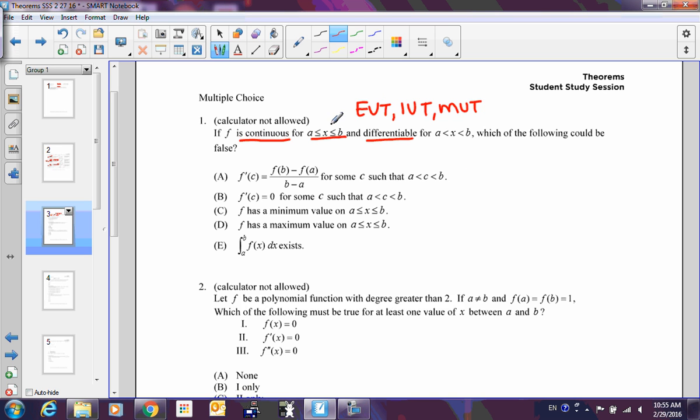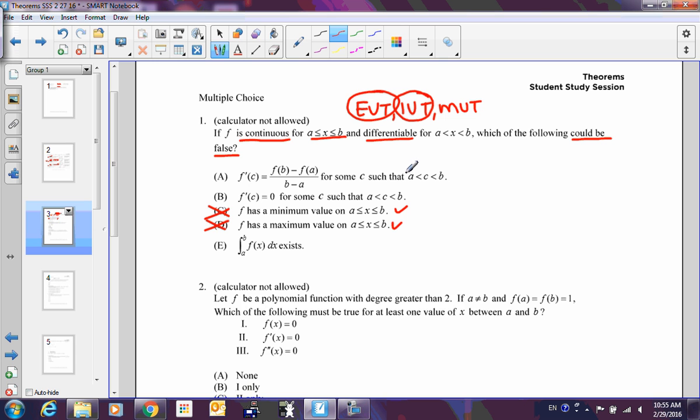Instead of just going one at a time, I would start by thinking which one talks about there being an absolute max or min, because we have the conditions for it, and that's C and D. Okay, and we're looking for the one that could be false. So it's not C, it's not D, because those have to be true. All right, what also has to be true is anything having to do with intermediate value theorem.